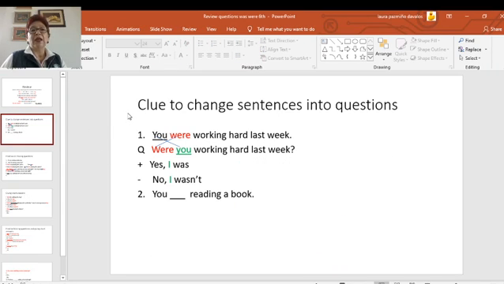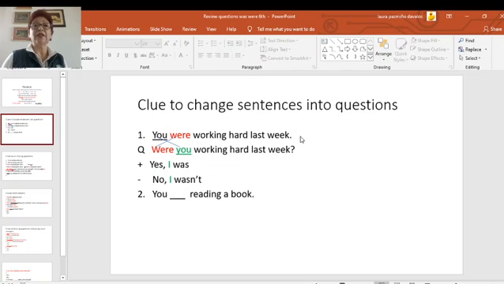So, let's go here. Clue to change sentences into questions. This is the clue. You already know the clue. Here is a statement, una afirmación. You were working hard last week. Me están confirmando, están diciendo, you were working hard last week. Se están dirigiendo a mí. Me están diciendo, you were working hard last week.